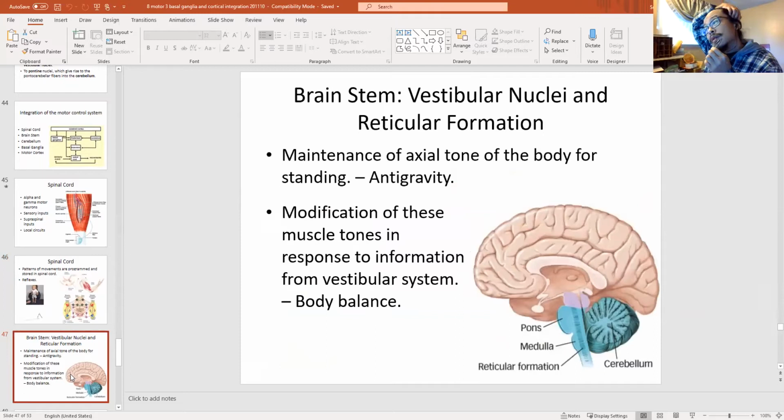Then we talk about these two areas in the brainstem. This is very important in maintaining body balance, because don't forget we are living on the earth and there is gravity. So we need to have the muscle tone to keep us in the right position and also be able to freely move our body to conduct the movement that we want. So that is controlled by vestibular and the reticular formation in the brainstem.